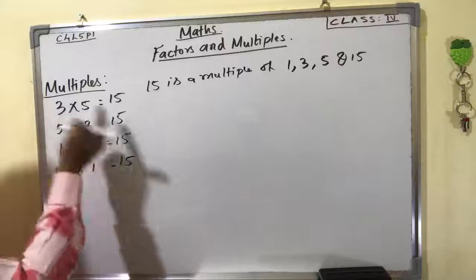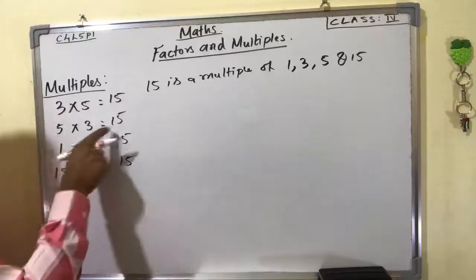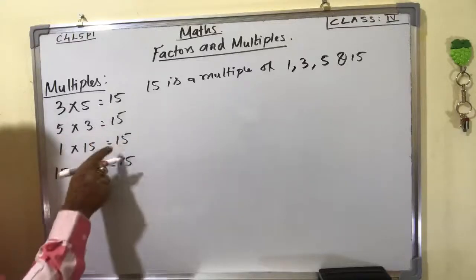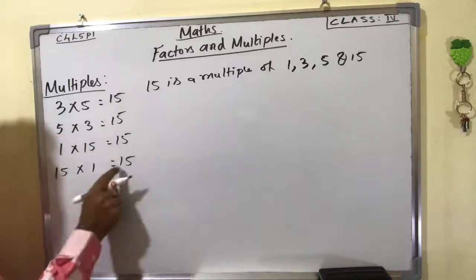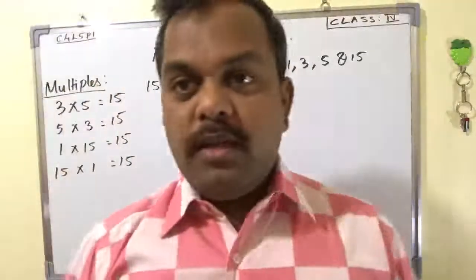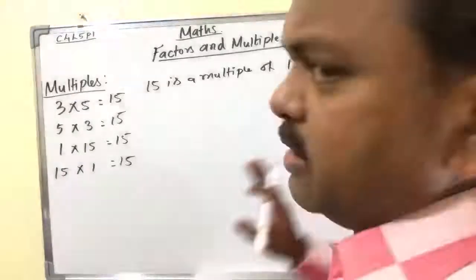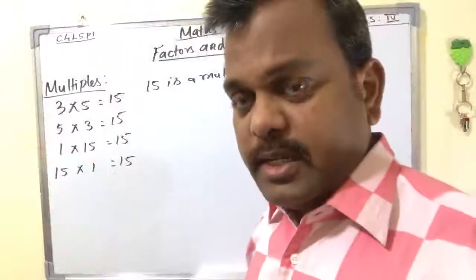3 5s are 15. We can say like this: 15 is a multiple of 3 and 5, 15 is a multiple of 5 and 3, 15 is a multiple of 1 and 15, 15 is a multiple of 15 and 1. So 15 is a multiple of 1, 3, 5 and 15. Like that we can get more examples.